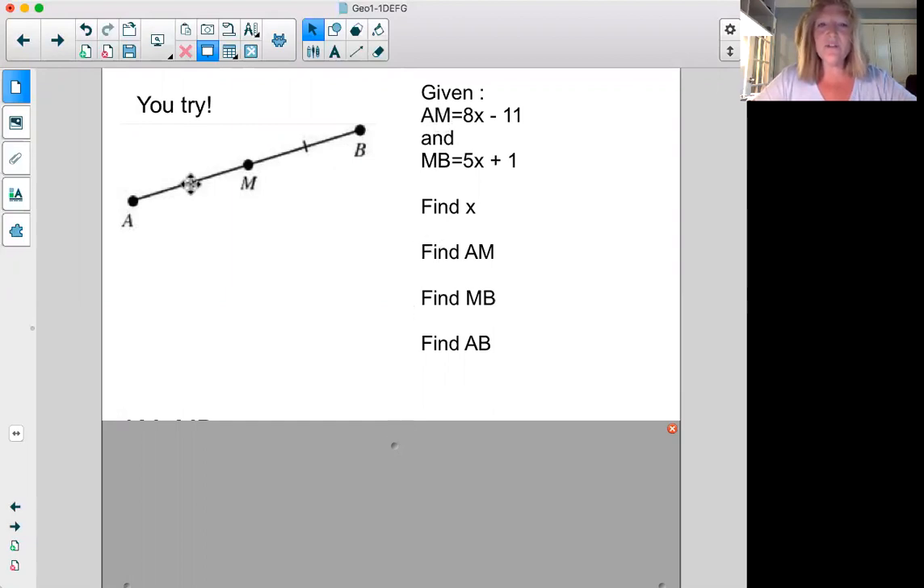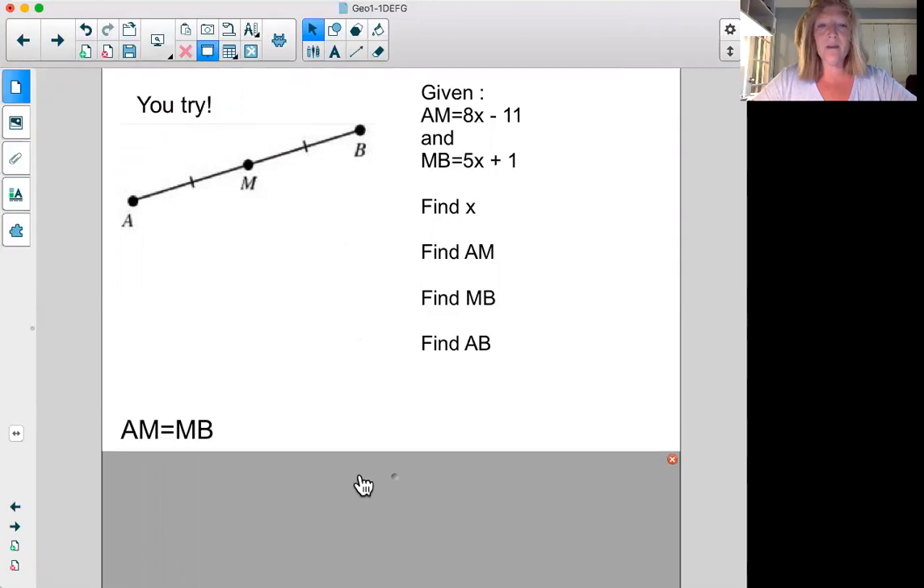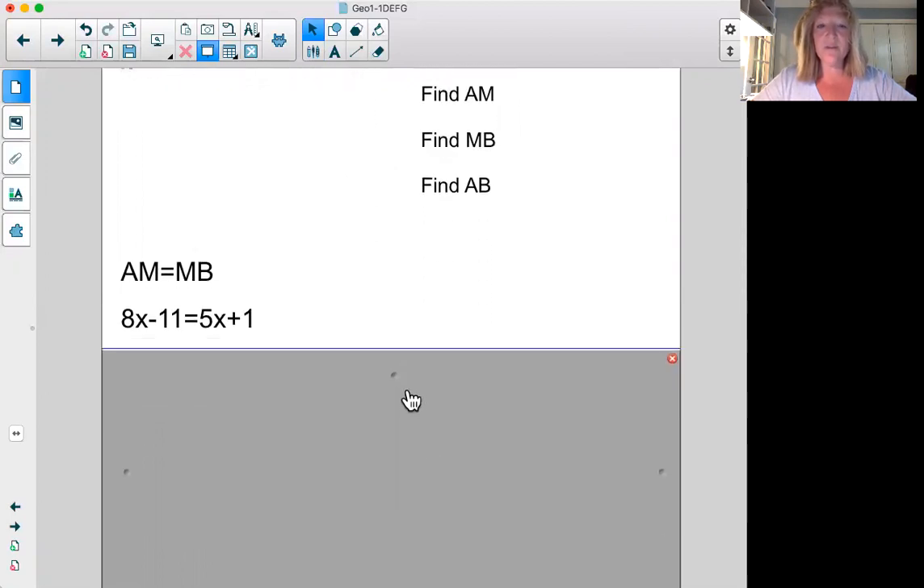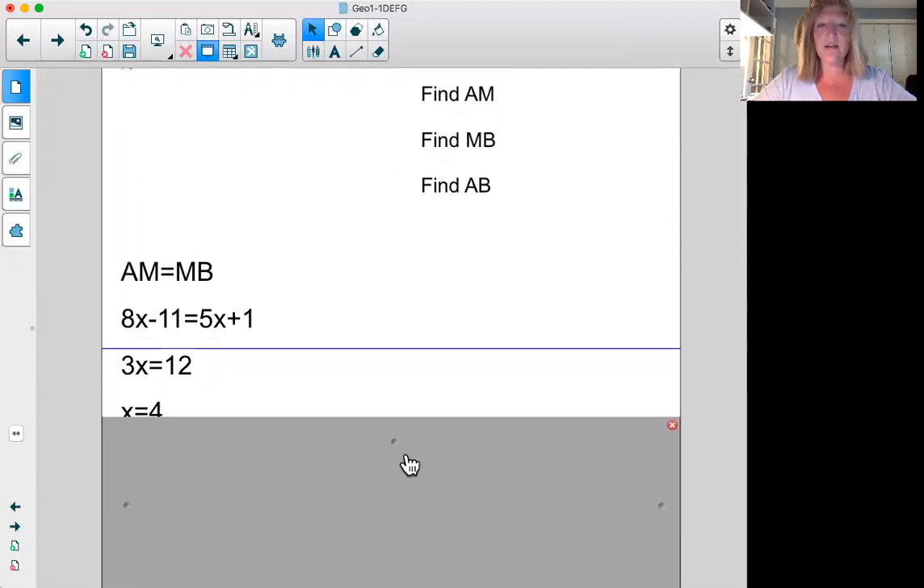So here we're given scratch marks, so we know AM is congruent to MB. We have an algebraic expression for AM and an algebraic expression for MB. And again, you could always mark your diagram and write it right on your diagram as well. That's a great way to do it. Because we're given those scratch marks, we know AM is congruent to MB, and so the measurements are equal, and so the algebraic expressions for their measurements are equal, so we can solve for x.